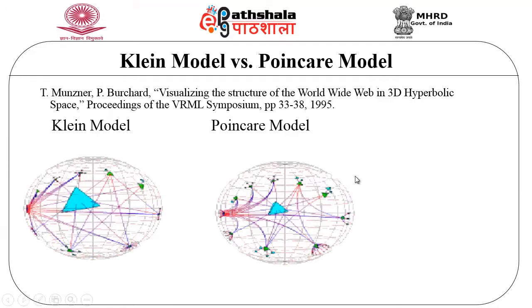If you look at the Klein model as well as the Poincare model, the left hand side represents the Klein model where you can see the edges are represented as straight lines, whereas here the edges are represented as arcs. This is taken from this particular citation.